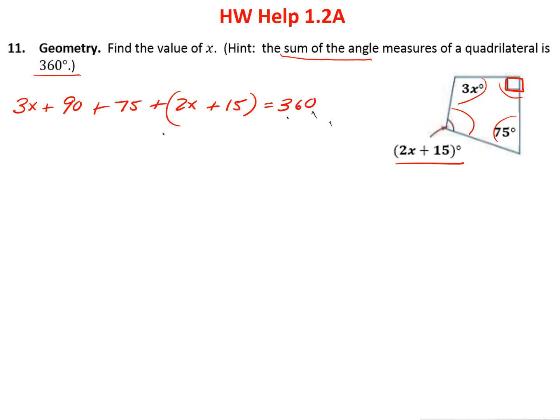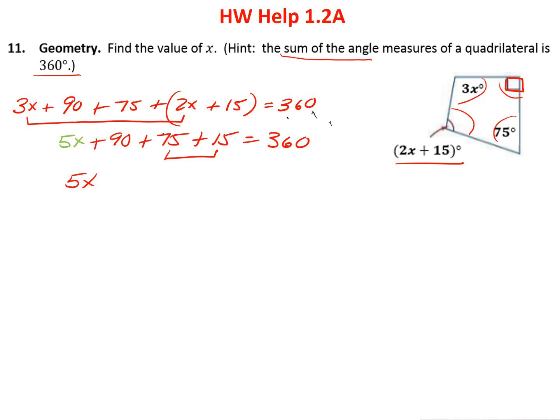Now, if we look at the left side, we just have a lot of numbers that we can combine. For example, I can combine the x terms, 3x plus 2x, and I end up with 5x plus 90 plus 75 plus 15 equals 360. And now we just combine them. I happen to notice that I can combine these two rather easily. 75 plus 15 is going to give me another 90. And then 90 plus 90 is 180.